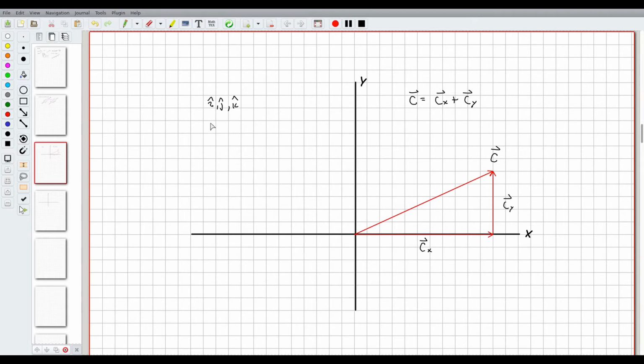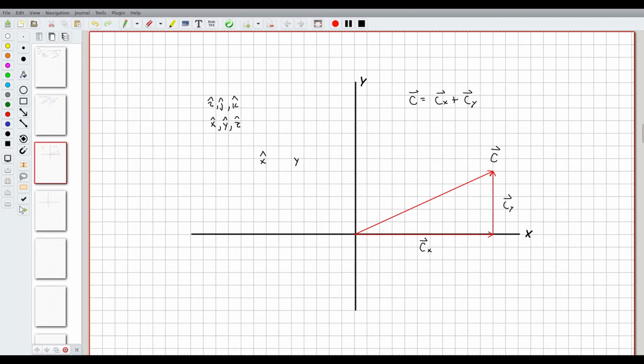Now, to make our lives easy, what I'm going to do instead is use things a little bit more intuitive. X hat, y hat, and eventually z hat. Okay? So when I say x hat, all this means is that I'm moving in the x direction.